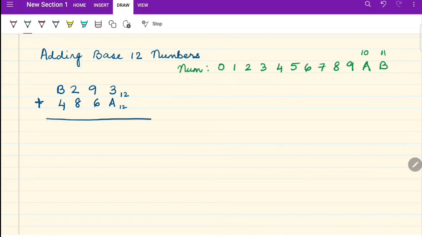Okay. So we start again from the rightmost column. 3 plus A. A has a value of 10. So think of A as 10. Well, A is 10. So 3 plus 10 is 13, correct? So 13, there's no numeral for 13 in base 12. So we have to create bundles, extract bundles from 13 to carry over to the left.